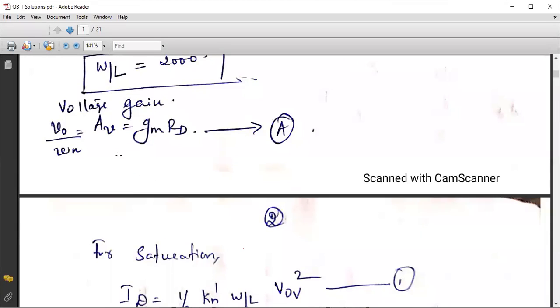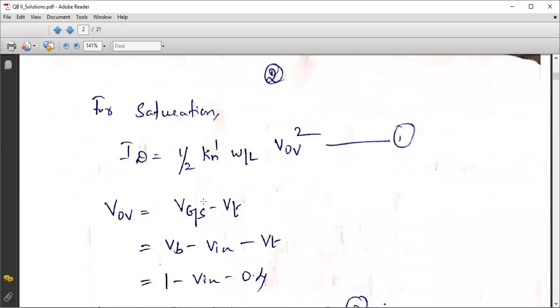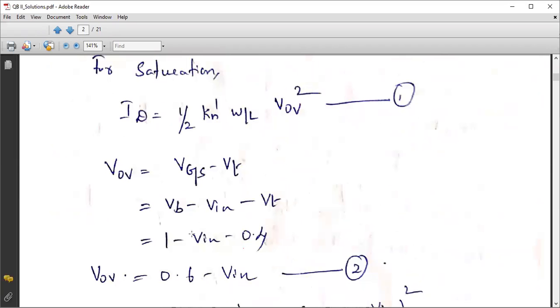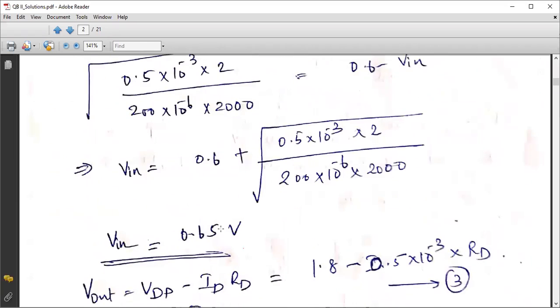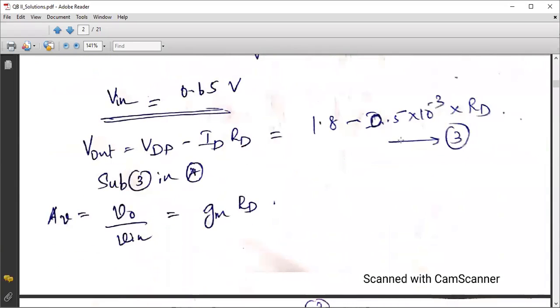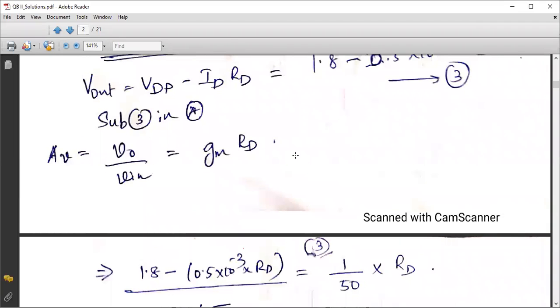So you need to have this expression. In that, you are going to find V in first. To find V in, first of all, I will write the expression for the drain current for saturation and convert it in terms of V in. That is, VOV will be put in terms of V in, right? And you will be getting an answer for V in. After that, you will write the expression for V out in terms of RD. Then substitute in this equation and solve for RD. So your answer is 156.5 ohms. I hope everyone got the same answer.